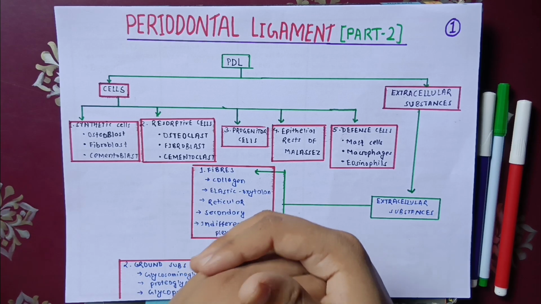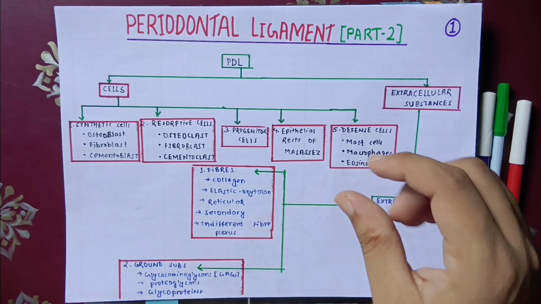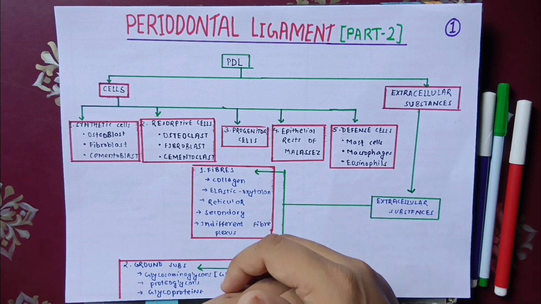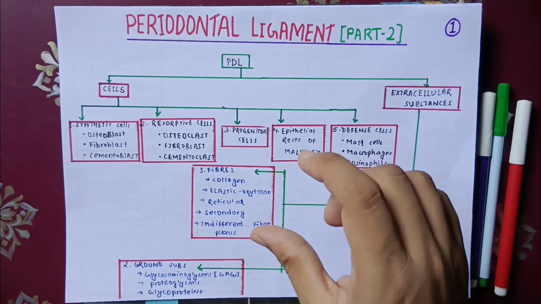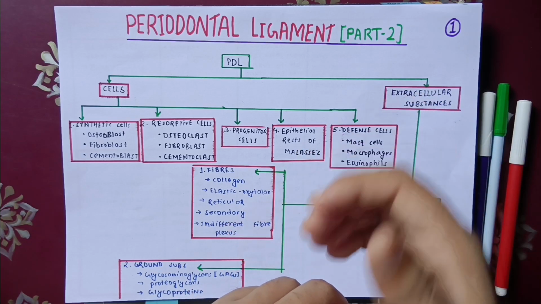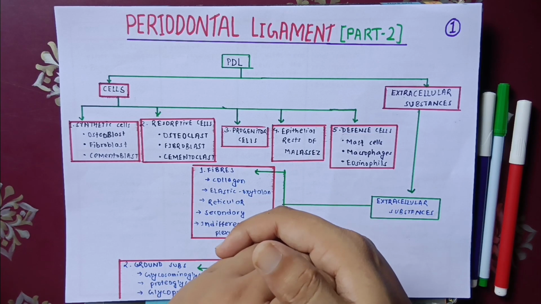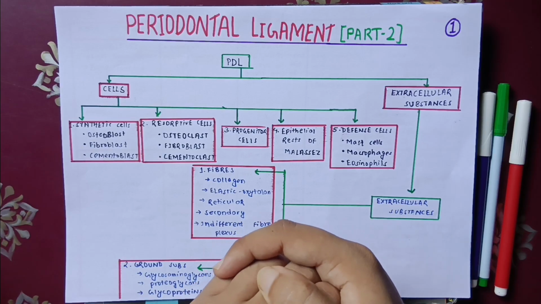Previously, in the cementum video, we discussed some of the cells. I think we discussed fibroblast and cementoblast there, but today we will discuss them properly. In this video I have prepared a proper table that I have taken from Orban's. That table is present in Orban's, and I will be discussing that table itself.